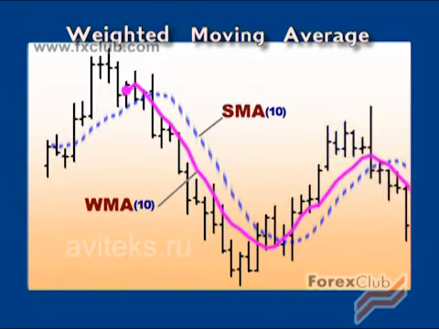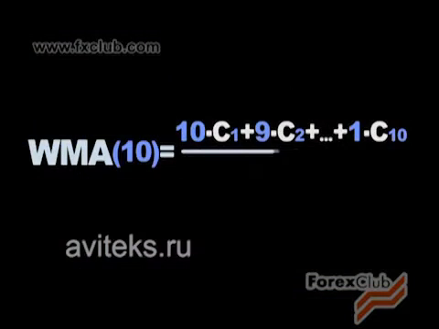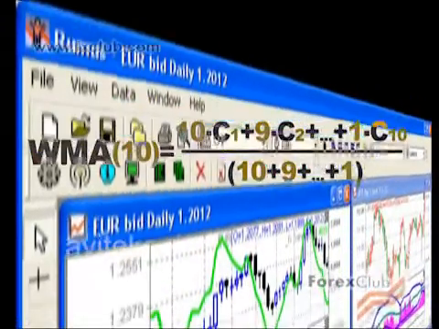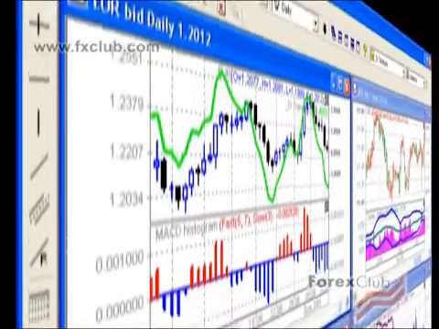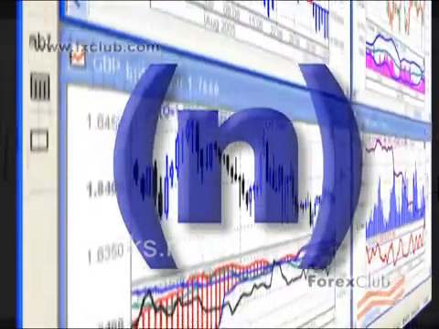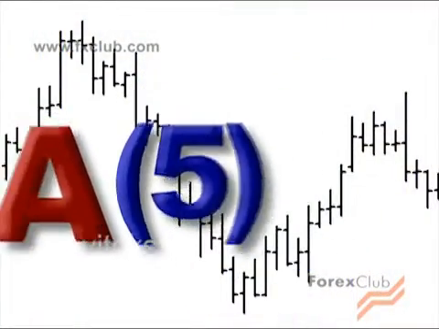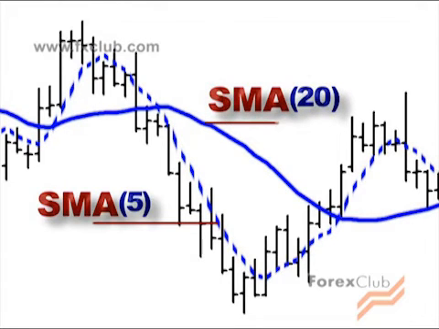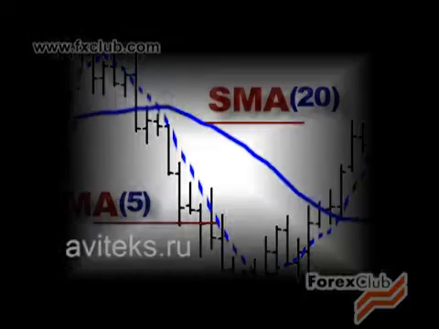Although the formula is simple, it would be a real chore to do the calculations manually. Fortunately, we have Rumus to hand, our technical analysis program, and with its help, we just have to select the time period we want in the parameters window. Let me just remind you once more that the greater the value of n is, the slower the moving average is, regardless of what type it is.